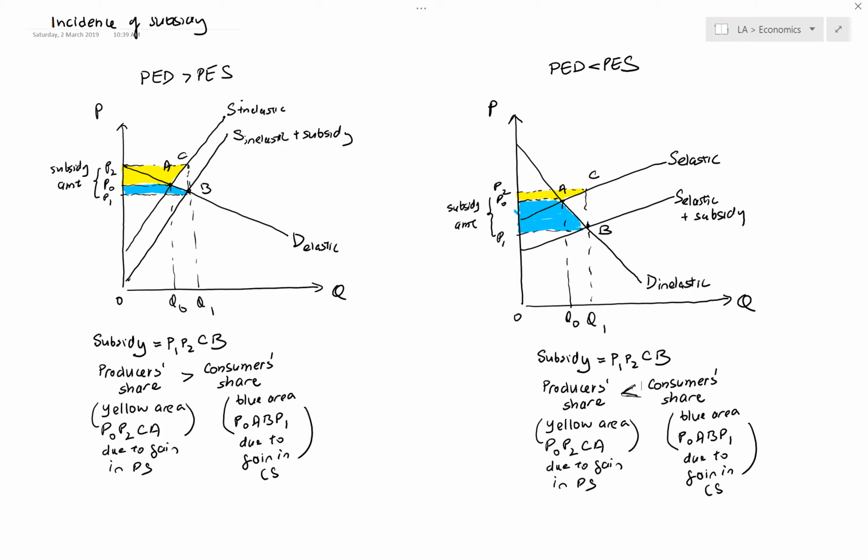Okay, so if you look at it, you realize it's the same thing again. Whoever is more inelastic will enjoy a greater incidence.